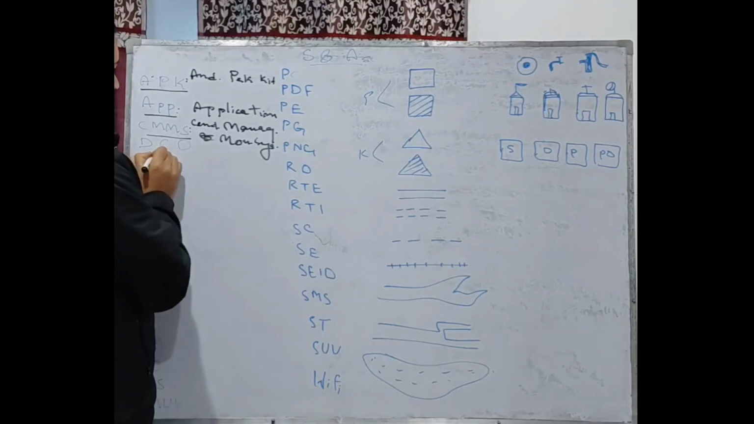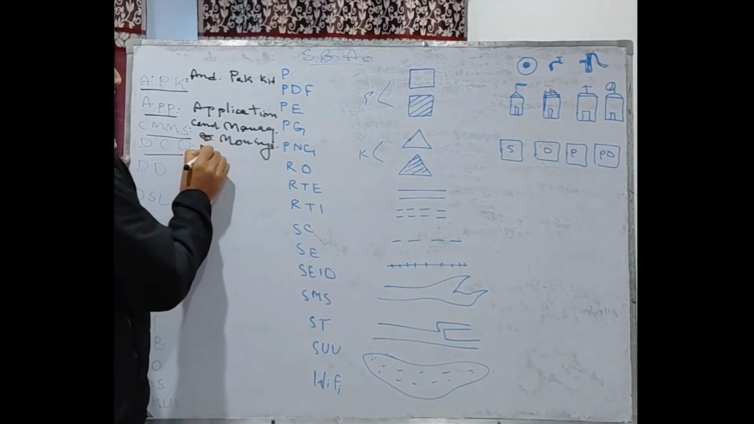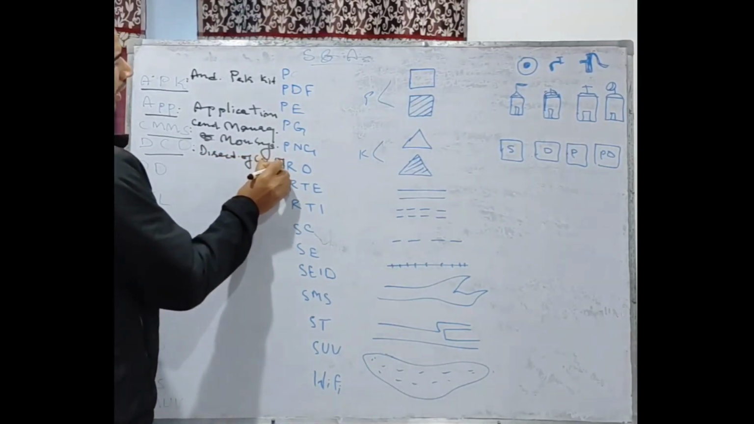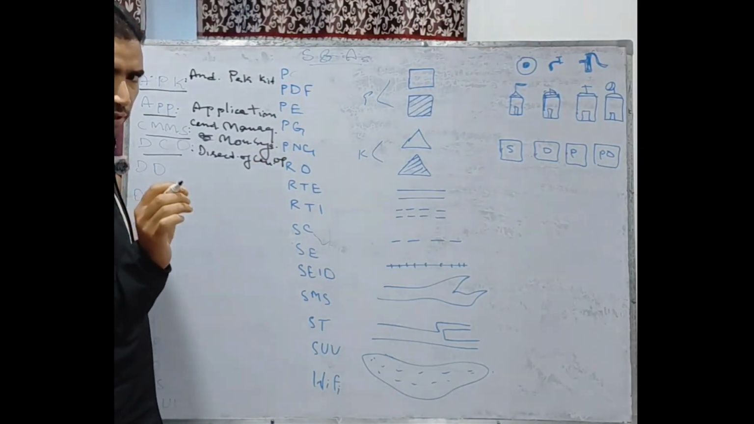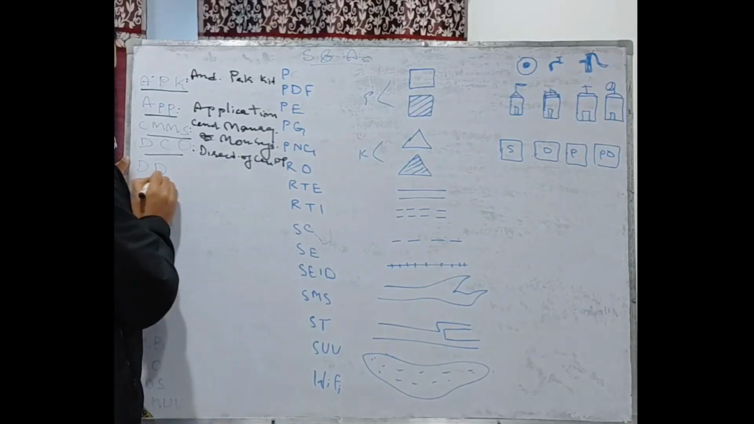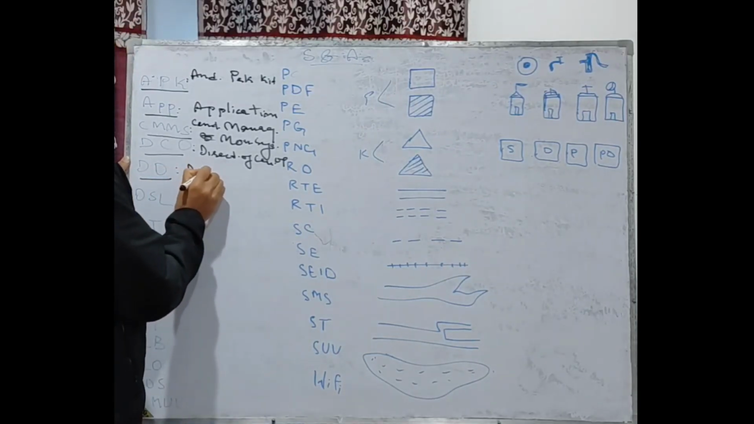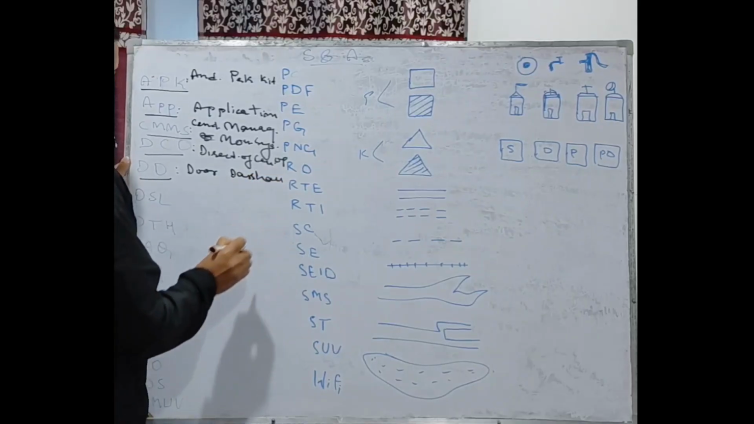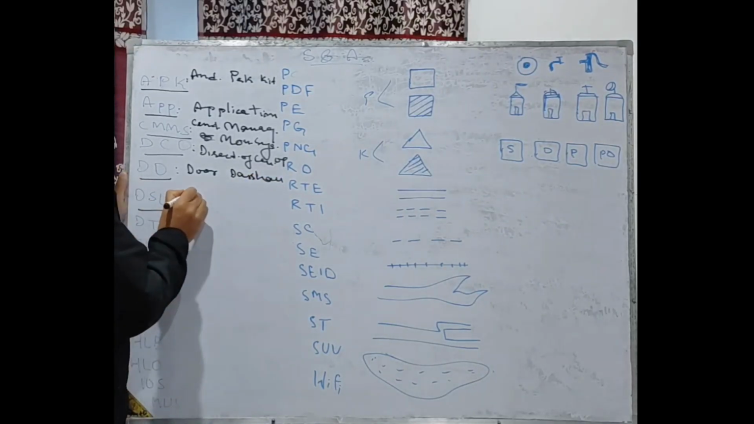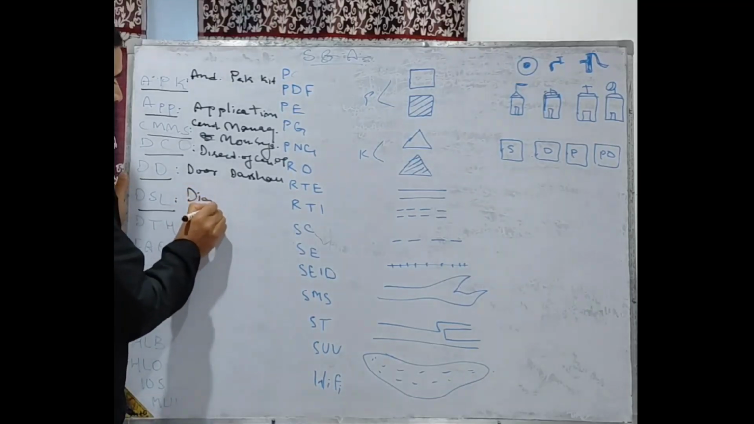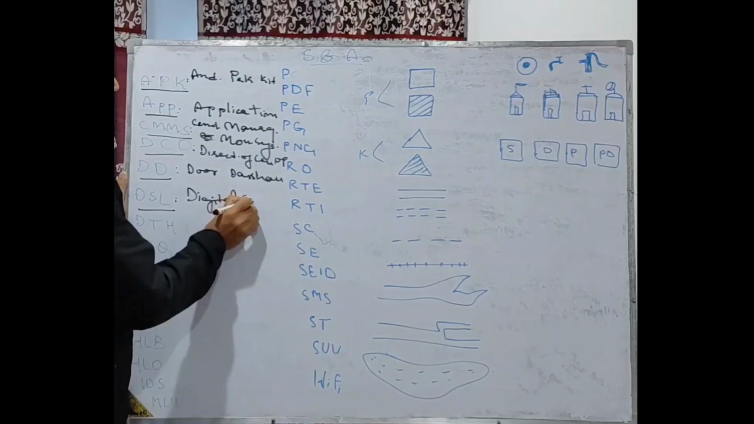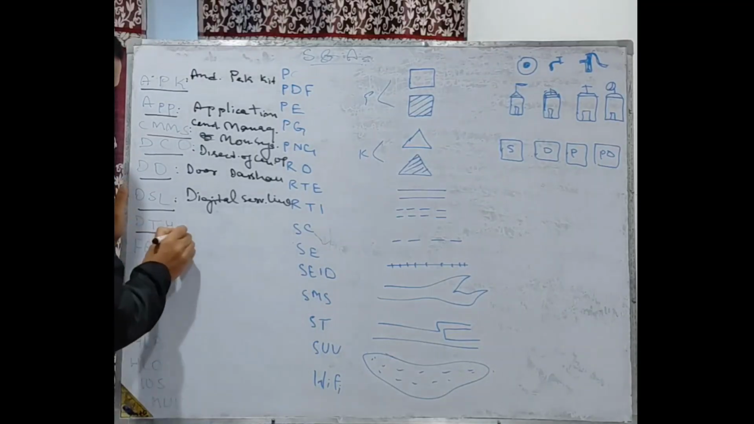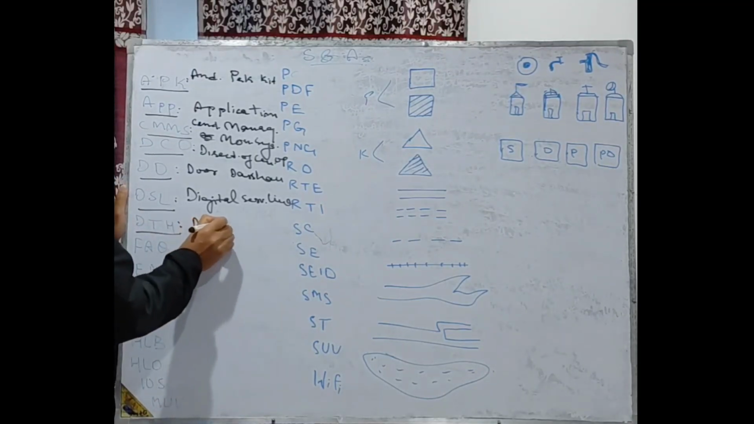Then it is DCO. It refers to Directorate of Census Operations. Then we have DD. It refers to, we know it all, Doordarshan. Then we have DSL. DSL refers to Digital Service Line. Then we have DTH. This is Direct to Home.